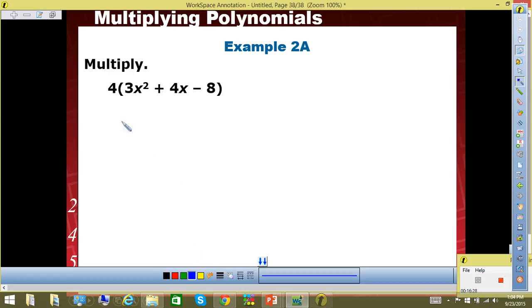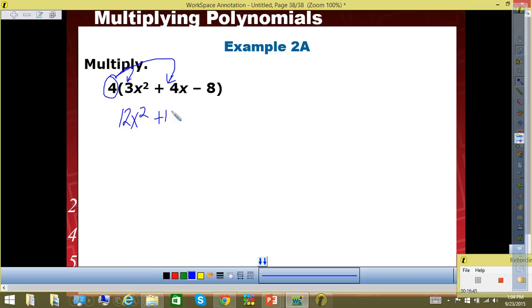Okay, so here we go. Distributive property. I circle the 4. First arrow to the first term, 4 times 3x squared, that is 12x squared. Next, 4 times positive 4x becomes what? Plus 16x. 4 times negative 8 becomes negative 32. And we're done. Are we there so far?